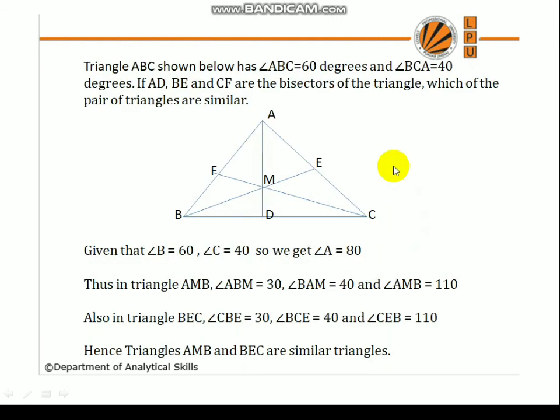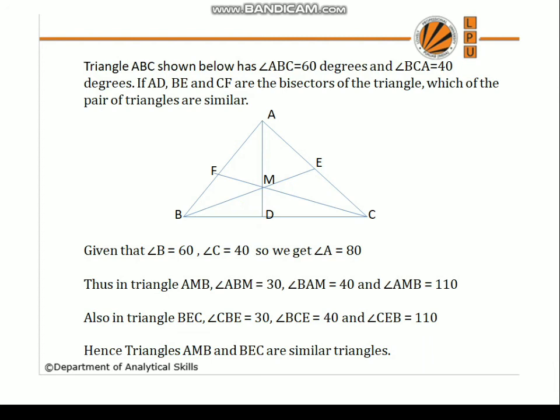The next problem: there is a diagram of triangle ABC shown here, where angle B is given as 60 and angle C is given as 40, therefore as a result angle A is 80. AD, BE, CF are the angular bisectors of the triangle. Which pair of triangles are similar here? You can see many triangles are formed when the angular bisectors inside the triangle are connected. Now we have to choose which pair will be similar.